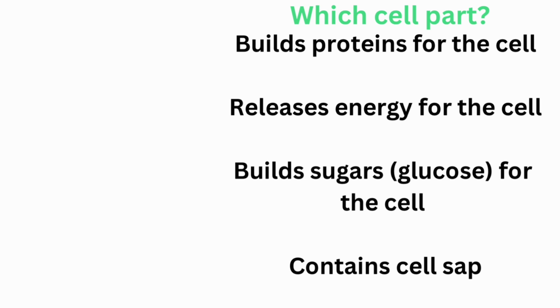So what you need to do is look at each of those descriptions and work out which cell part is being described. Now I'm going to put the answers up in a few seconds. So if you're not ready and you want a bit more time, just pause the video and see if you can work out which key word goes with each of these descriptions.